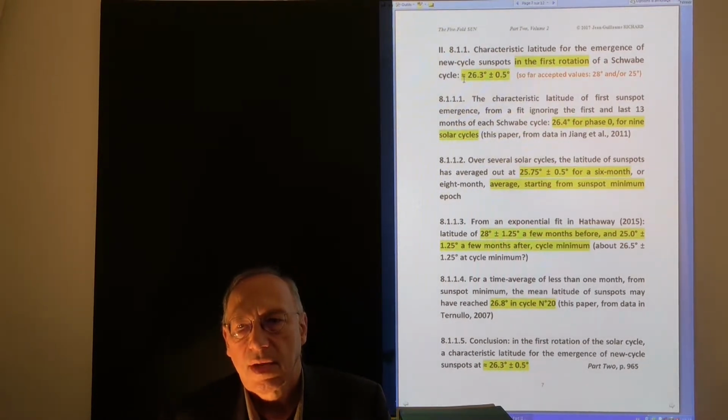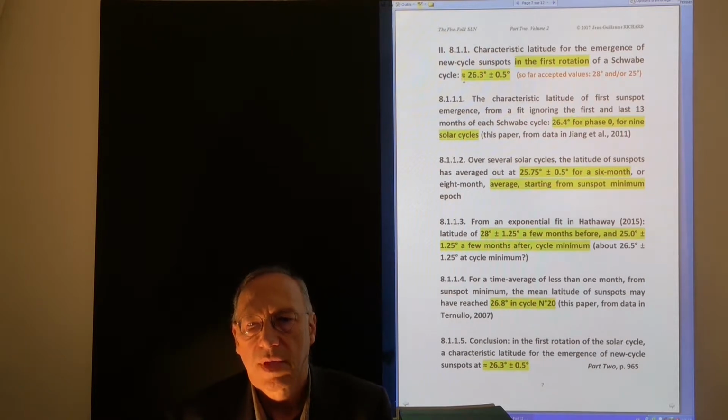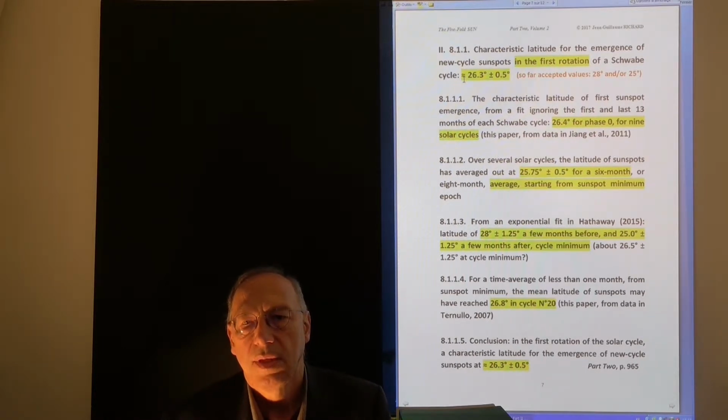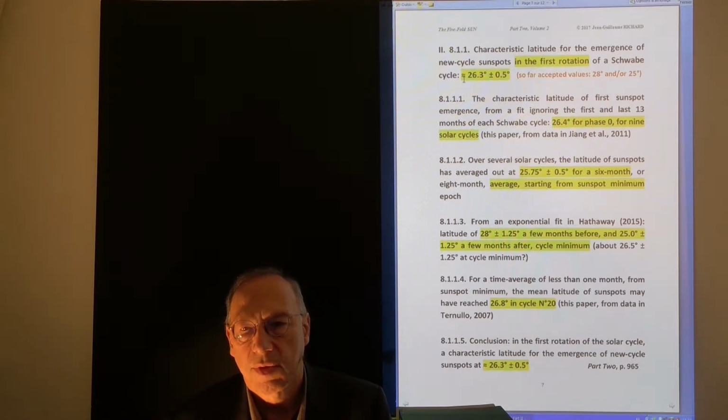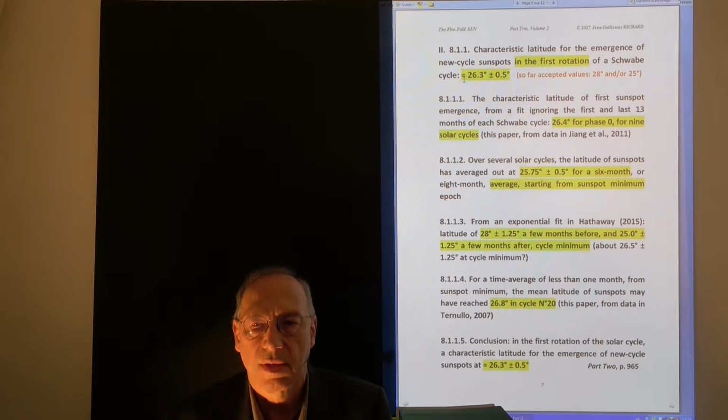The characteristic latitude for the emergence of new cycle sunspots, which we seek in the first rotation of a quasi-decadal Schwabe cycle, is found in The Fivefold Sun to be 26.3 plus or minus 0.5 degrees. This is in line with the so far accepted, most cited values of 28 degrees and 25 degrees, and is a sheer refinement of this range.